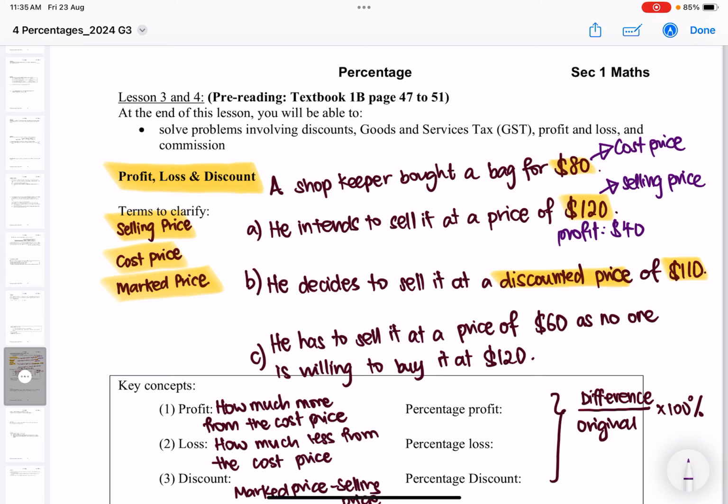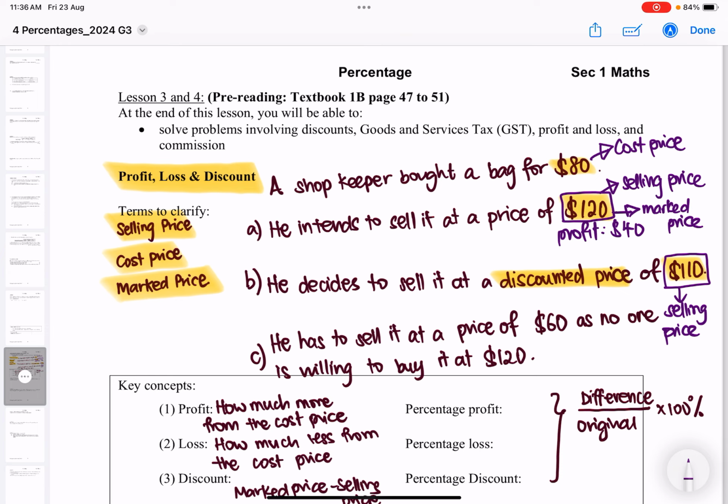Now then, how do we identify what is the selling price? Because the original price that he intended to sell was $120, we call this the marked price. Okay, so marked price is the price before a discount. Then this $110 is the price that he finally sold it for. So this would now be the selling price. So selling price is always the amount that the item was finally sold for. Okay.